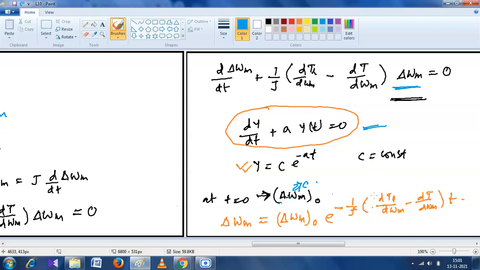So the value of C is placed. After that, what is the value of A? Which one is A in that equation? This value is A. So first we have to write minus, then the value of A is 1 by J into (d TL by d omega m minus d T by d omega m). This is the value of A basically.